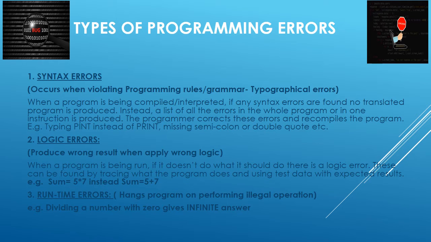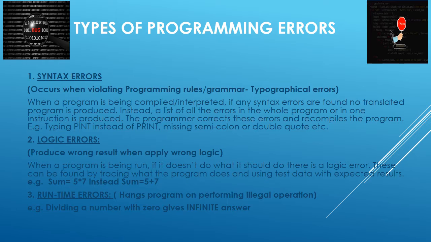For example, if we were supposed to find the sum of two numbers, 5 and 7, and the formula is sum equals 5 plus 7, instead we type sum equals 5 multiplied by 7. So in this case, the sum will be printed as 35 instead of 12, which is the wrong result.